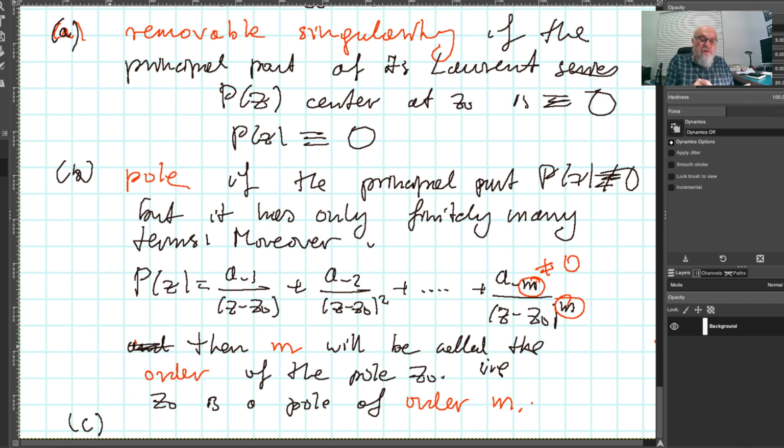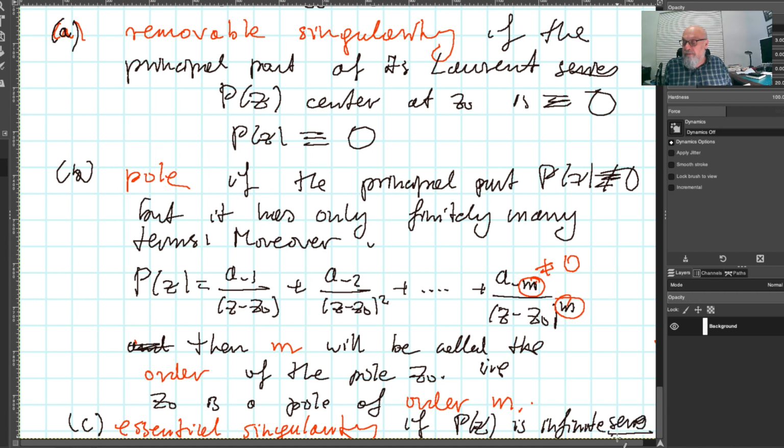And essential singularity. If P of z is an infinite series, so if this is infinite, then this will be called an essential singularity. And I ran out of space, so I have to finish it here. Thank you.